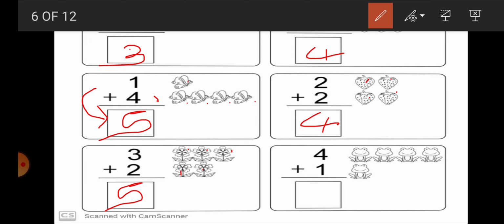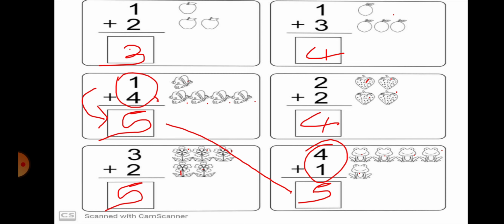Yesterday I told you that if we reverse the number, if we change the position of the number, then the answer will be the same. Look here, this is 1 plus 4. Here we have 4 plus 1. Is the answer the same? Okay, let's check it out. 1, 2, 3, 4 and 5. Both answers are the same. So we can say that if we change the order or position of the number, the answers will be the same, as I told you in the previous lecture.